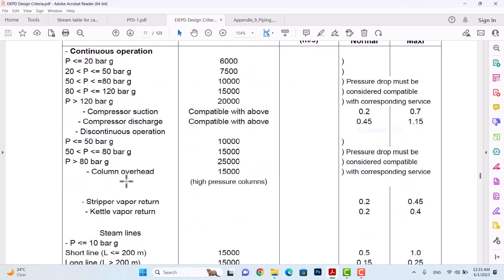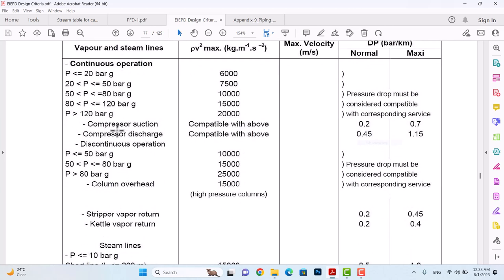Or, for instance, if we are sizing a line for compressor suction, the pressure drop is this one, the normal pressure drop. But if we are sizing the line for compressor discharge, the normal pressure drop should be this one, and the maximum one should be this one. Now let's review all of them, what we see here.